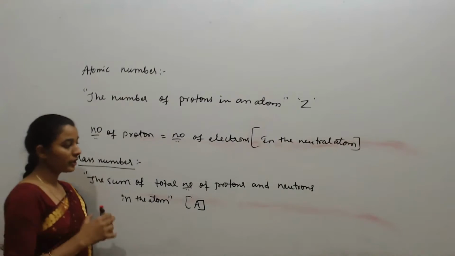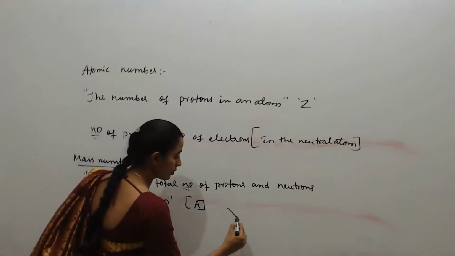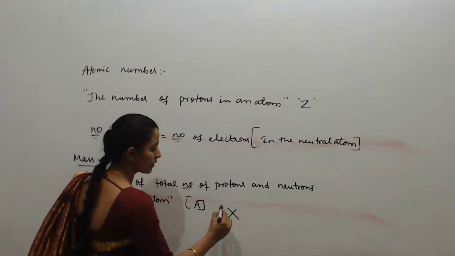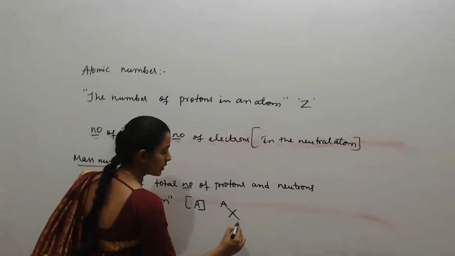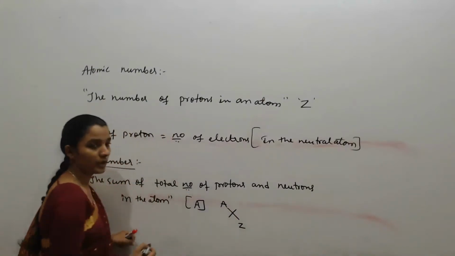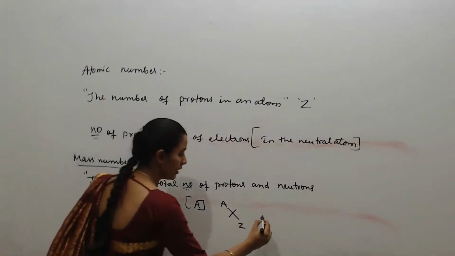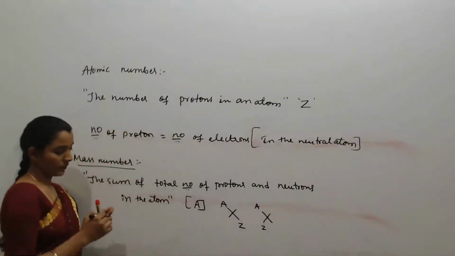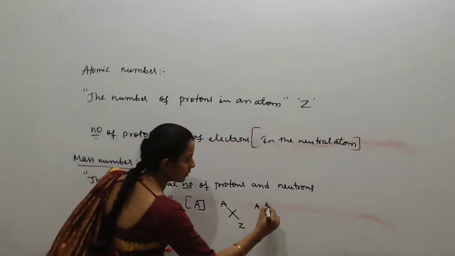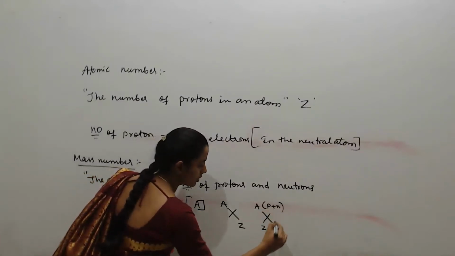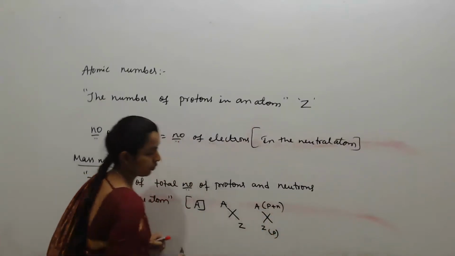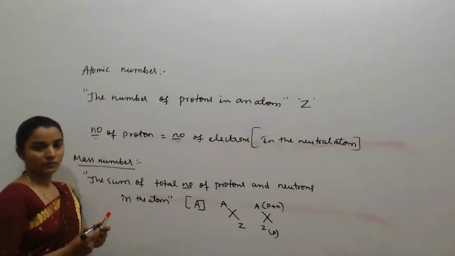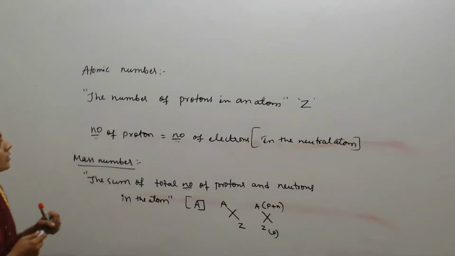The general representation of an element is, students, X is the element, A is the mass number, Z is the atomic number. It can be represented like this or like this. The mass number is the number of protons plus neutrons, and this is the number of protons. So this is all about the atomic number and the mass number.